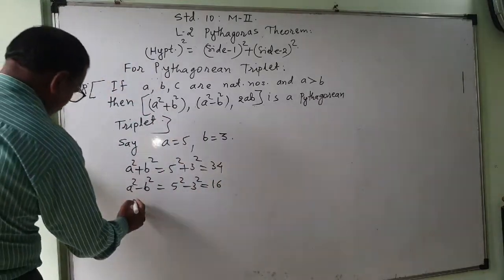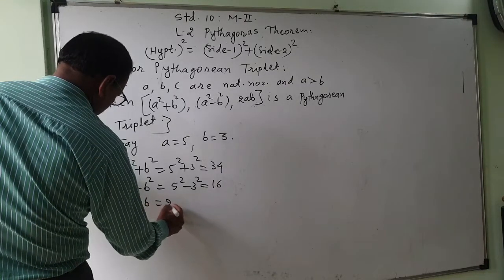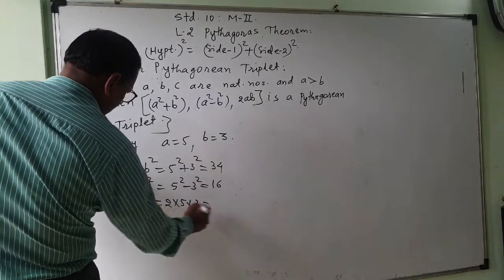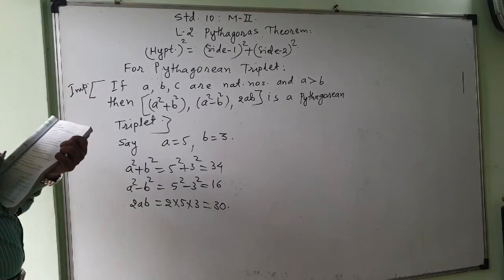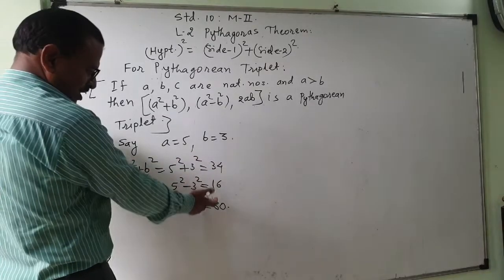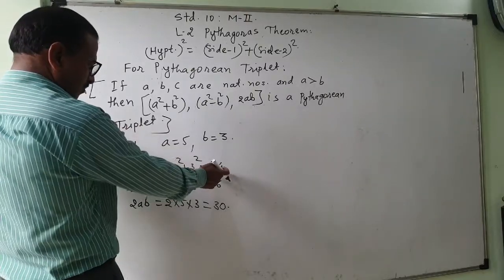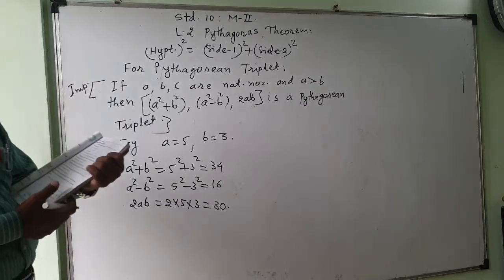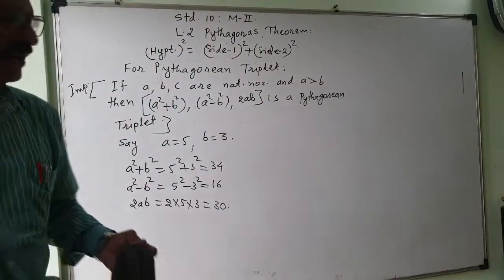And the third will be 2AB, which is equal to 2 into A, means 5, into B, means 3. So 5 twos are 10, 10 times 3 is 30. So 34, 16 and 30. This is the Pythagorean triplet. 34, 16 and 30 is a Pythagorean triplet. 34 will be the hypotenuse and these will be the two remaining sides. So don't forget this.